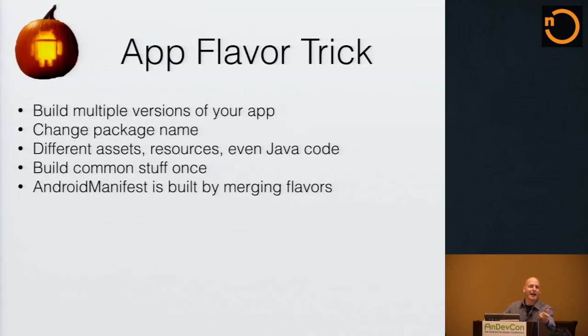You can also change your package names in there. Different flavors can have different package names. You can have different assets, resources, or even the Java code can be different in the different flavors. It's pretty powerful. The nice thing about it is that at build time, it builds the common stuff once, and then it builds whatever flavors you need assembled for that particular build. And the Android manifest is basically built by merging the different flavors together.